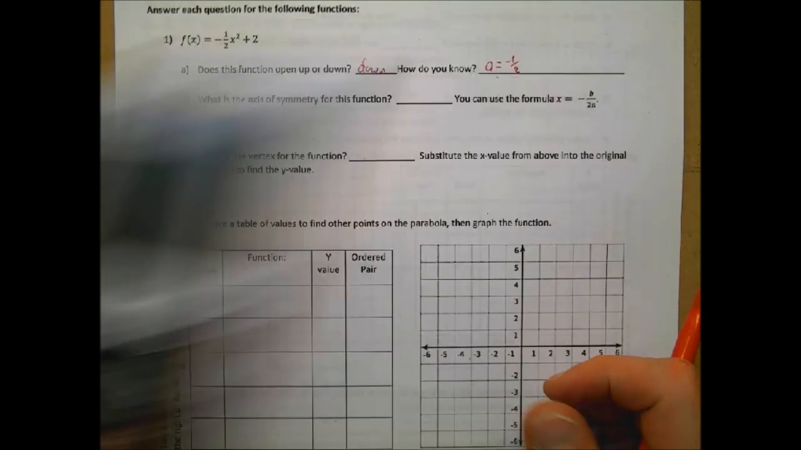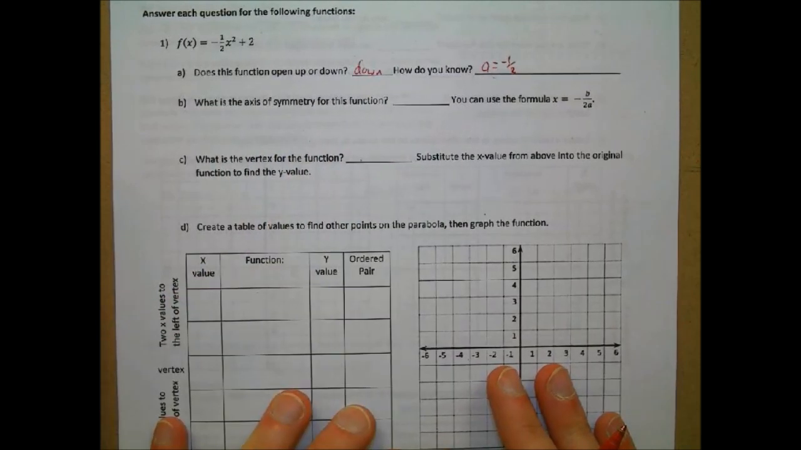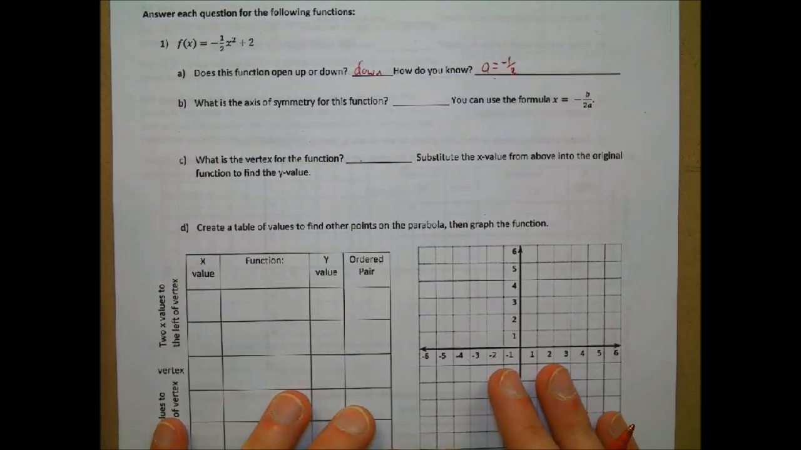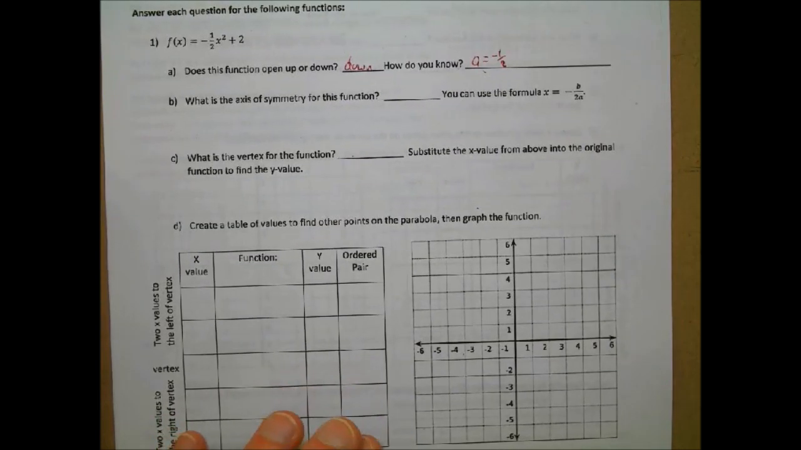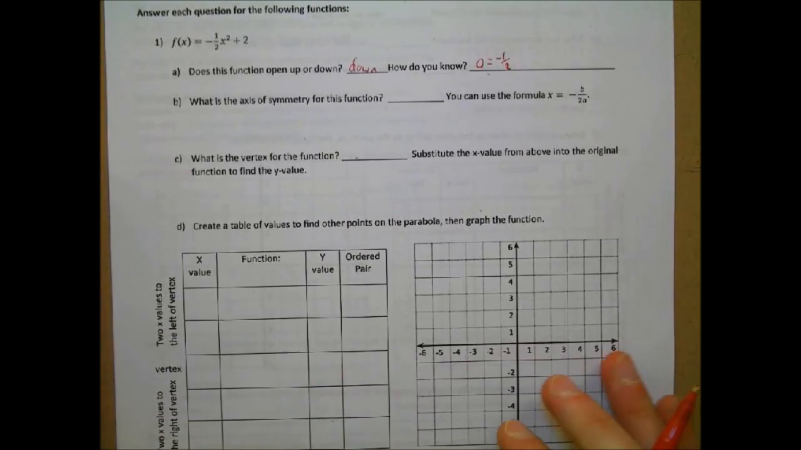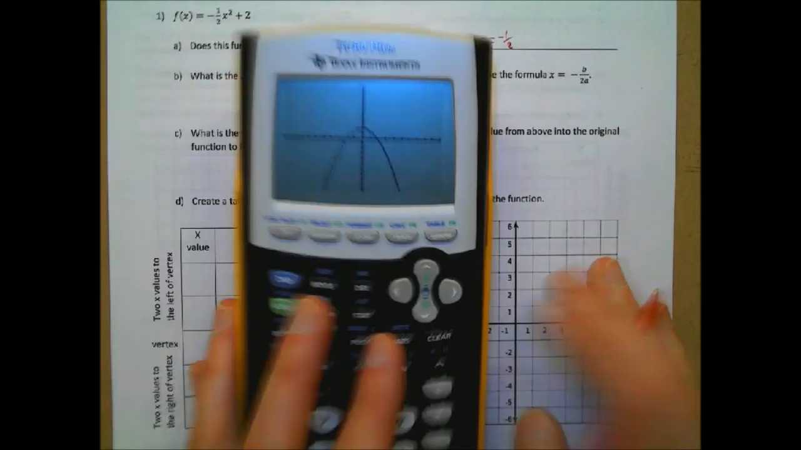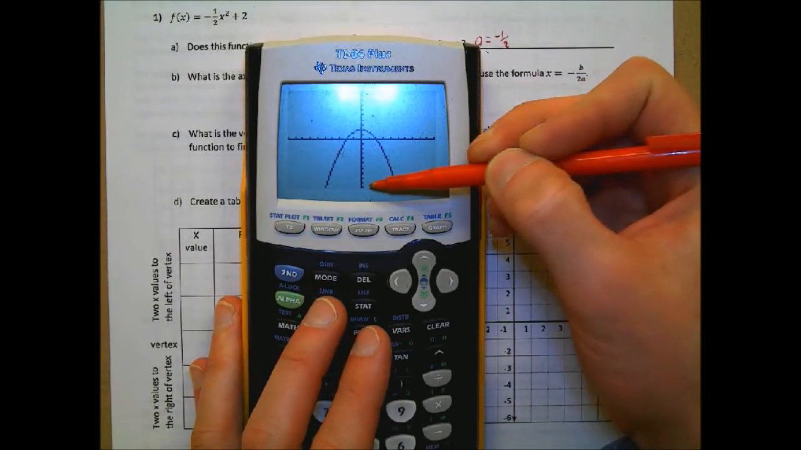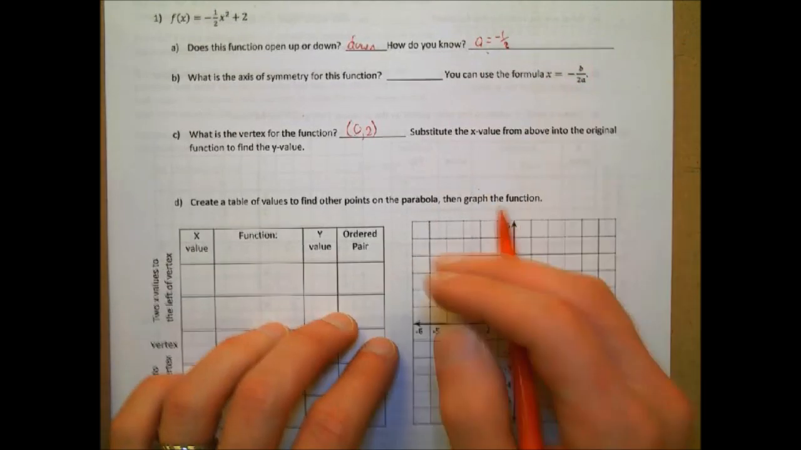What is the axis of symmetry for this function? It is not -1/2. So that's where the vertex is. The vertex is at 0, 2. So we can answer that right here. Remember, the vertex is the peak or the maximum or minimum of the function. So that's going to be 0, 2 here. Very good. But the axis of symmetry.